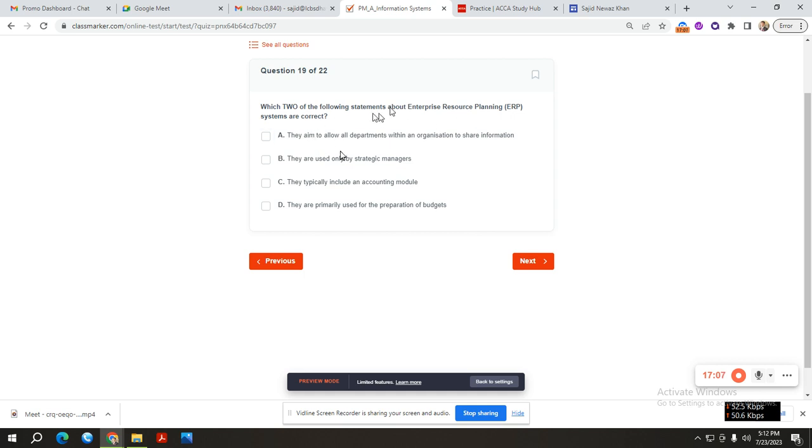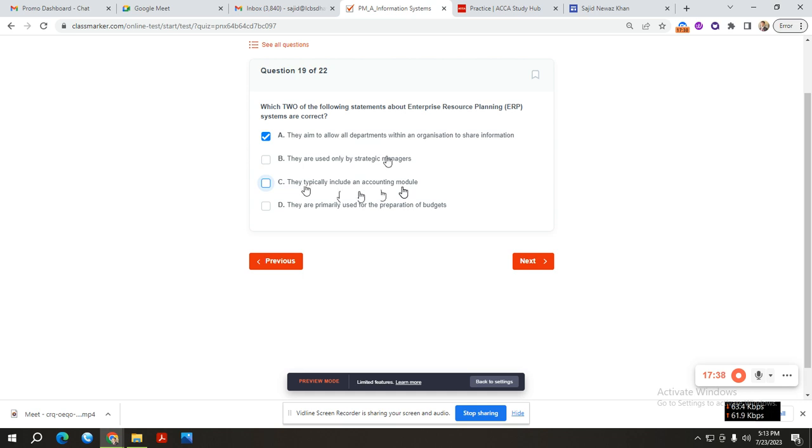Which two are similar? Enterprise resource planning system. Enterprise resource planning allows one department to be easily interlinked with another, so one can give information to another. It's very easy that way. So they aim to allow all departments within an organization to work together, of course, this is a feature of ERP. They are used only by strategic managers, never. The board of directors don't work much with resource planning. They typically include an accounting module.